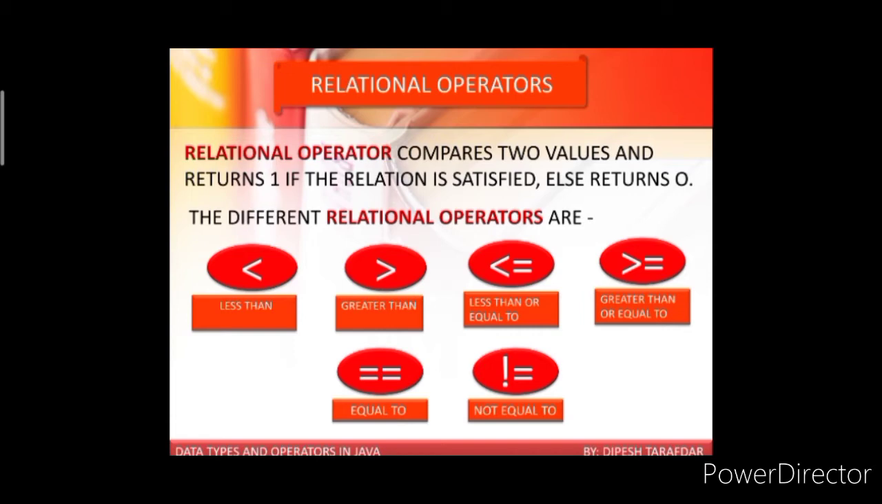That means, say if I write 5 less than 6, the relation is satisfied, so it will give me 1. But if I write 5 greater than 6, it will give me 0. Similarly, if I write 5 equal to 5, it will give me 1. But if I write 5 equal to 6, it will give me 0.